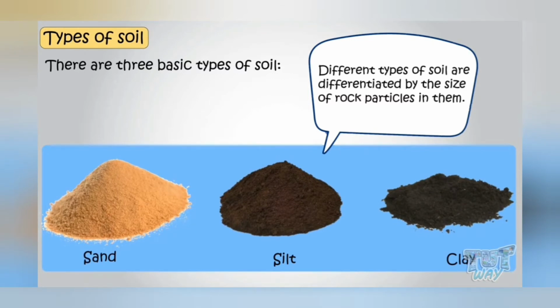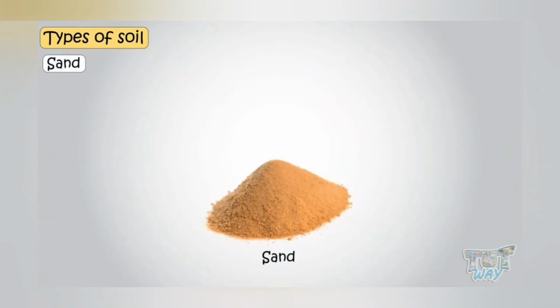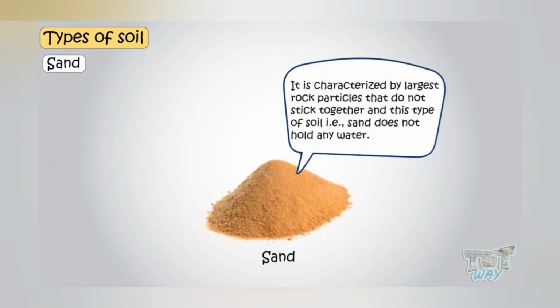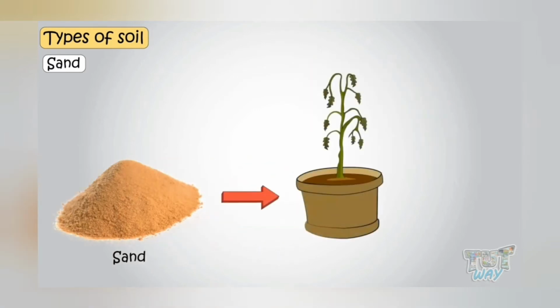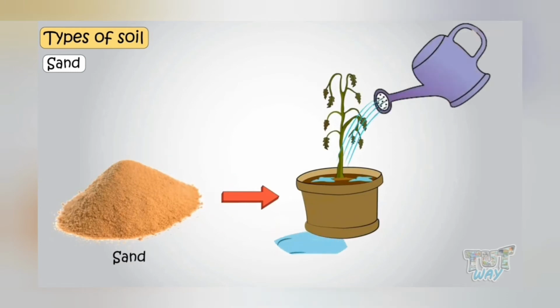Now let's learn about sand. It is characterized by largest rock particles that do not stick together, and this type of soil, that is, sand, does not hold any water. Sand is fairly coarse and loose, so water is able to drain through it easily. While this is good for drainage, it is not good for growing plants because sandy soil will not hold water or nutrients.